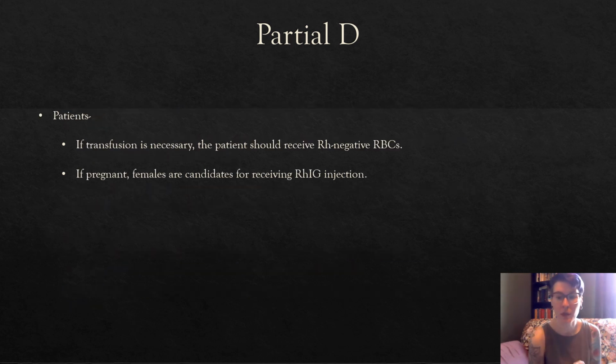How do we treat partial D patients? Pregnant females should receive the RHIG injection so that they do not create anti-D. Adults or children should receive either Rh negative RBCs or genotype matched RBCs. If we give genotype matched, we can be certain that the donor has the same epitopes present that the patient does, so they won't be at risk for making antibodies to the other epitopes that they don't have.